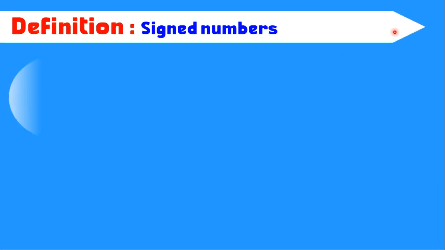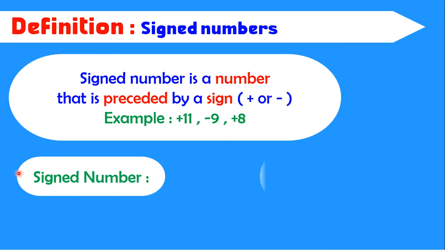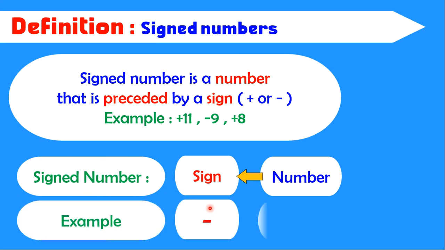Definition of signed numbers. A signed number is a number that is preceded by a sign, plus or minus. Example, plus 11, here is the 11 preceded by plus, minus 9, 9 is preceded by minus, 8 is preceded by plus. Signed number. It is a number that is preceded by a sign. Example, we have minus 9.